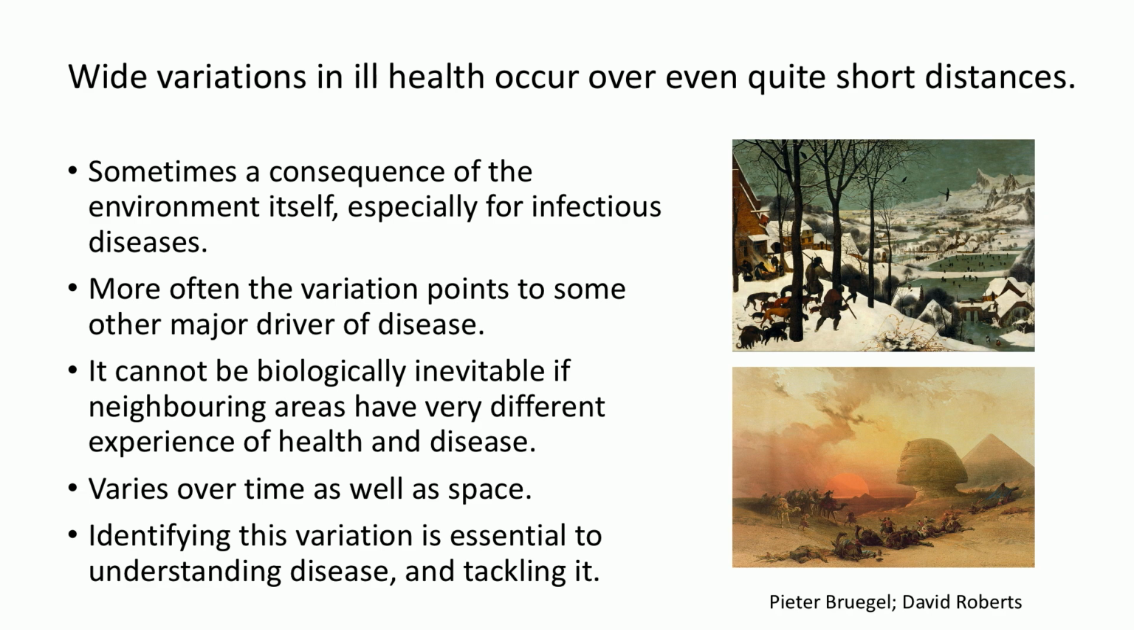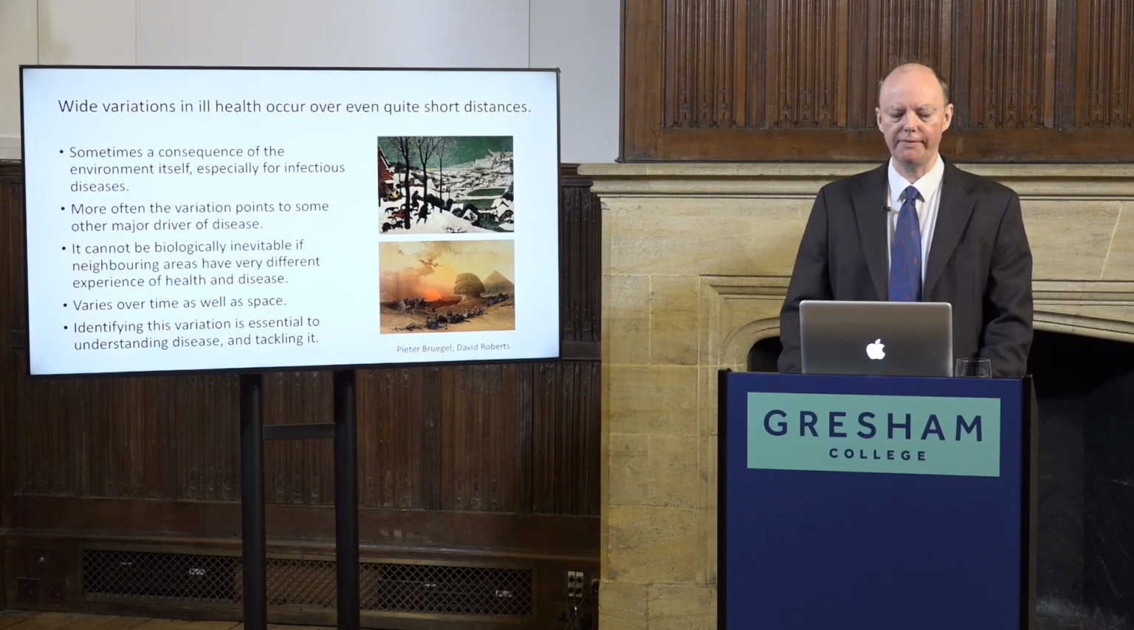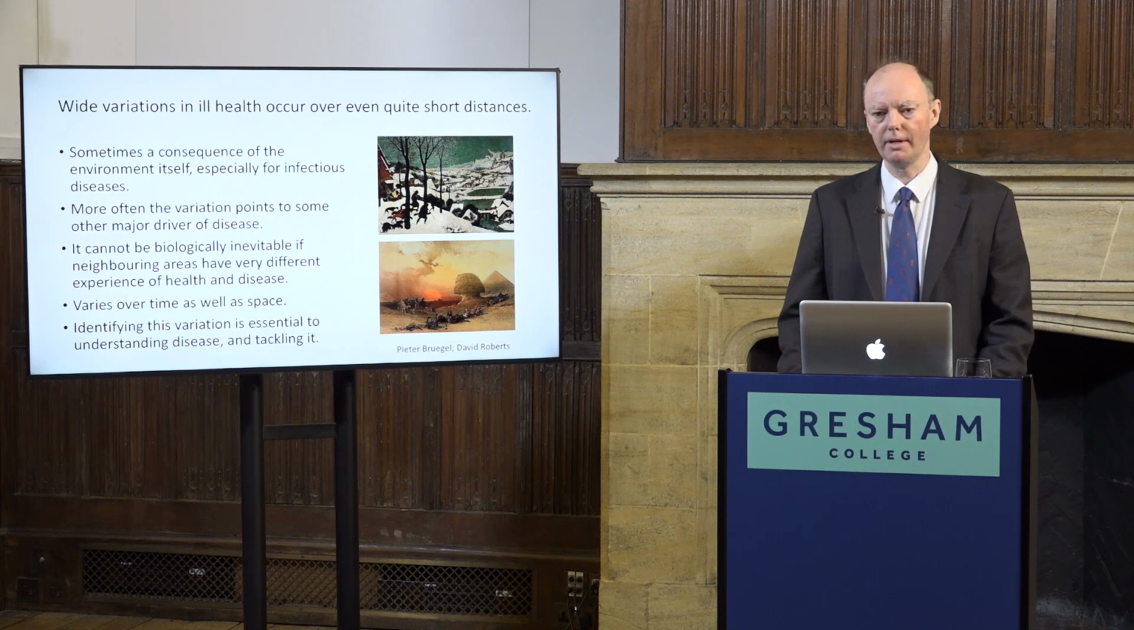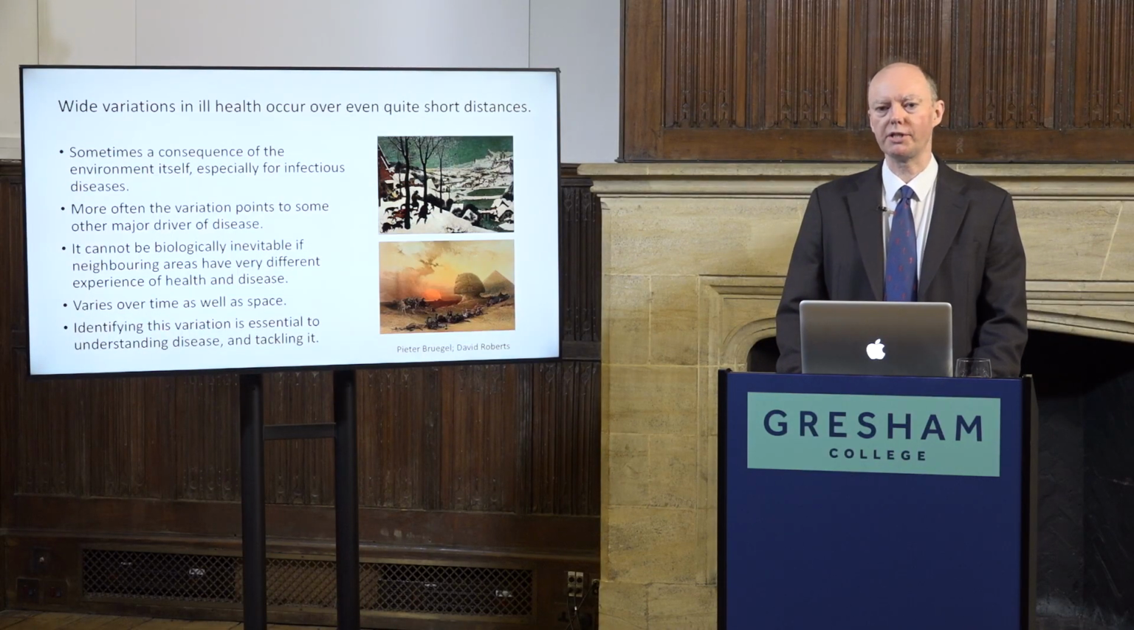For example, it's pretty unlikely you're going to get frostbite in the desert. It's pretty unlikely you're going to get sunstroke in a European winter. But more often, the variation points to some other major driver of disease. It can't be biologically inevitable if neighbouring areas have very different experience of health and disease. And this geography of ill health, where it varies over space, varies also over time. So ill health can often move around, and we'll give some examples of that later in the lecture.